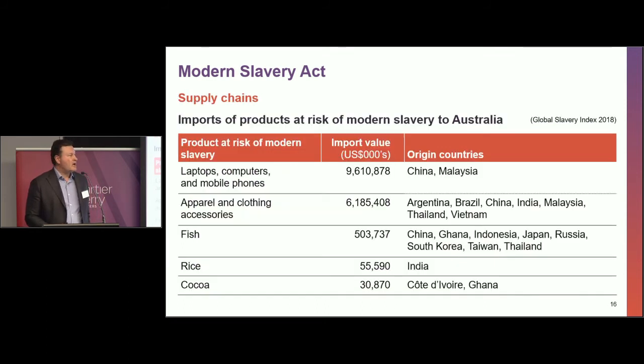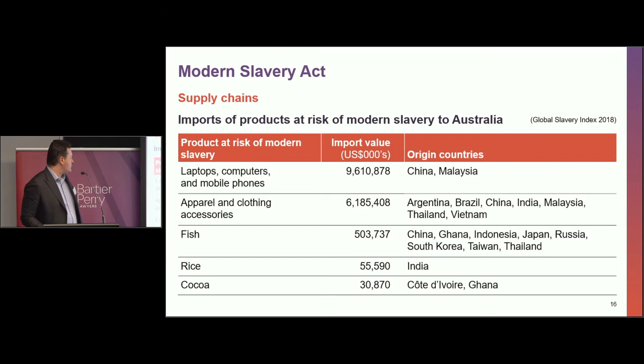So some of the key products which are at risk of modern slavery. Electronics is the top one. Every organisation survives on electronics these days, so it's quite clear that there's going to be something in your supply chain somewhere that has an impact. Apparel and clothing accessories is the next one. Now, it's always been very clear in terms of the fashion or rag trade, just how many people are in sweatshops and those sorts of things.